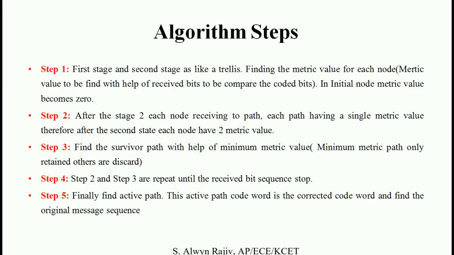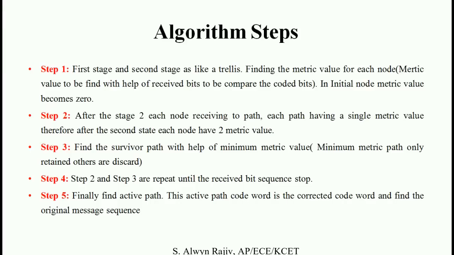Step 3: find the survival path with the help of the minimum metric value. The minimum metric path will be retained, others are discarded. Step 4: step 2 and step 3 are repeated until the received bit sequence ends. Step 5: finally, find the active path. This active path code word is the corrected code word and gives the original message sequence from this decoding algorithm.